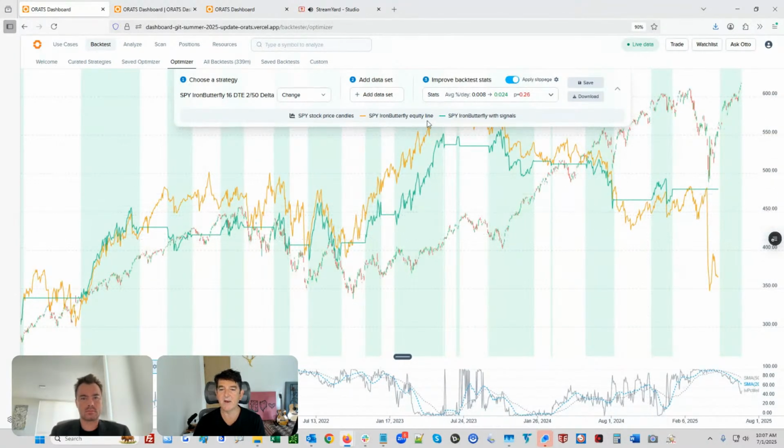And you can see this third line that we've added is a SPY iron butterfly with signals. The other one is just trading all the time, which came from the backtest. But now we've overlaid it with not only the stock price and the old backtest, but also the new backtest with only trading on these signals.